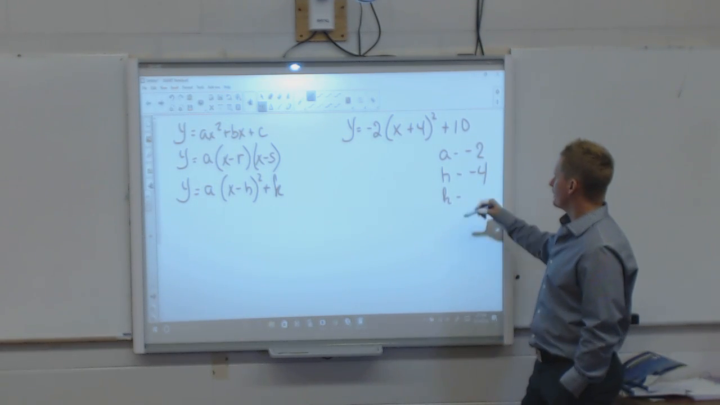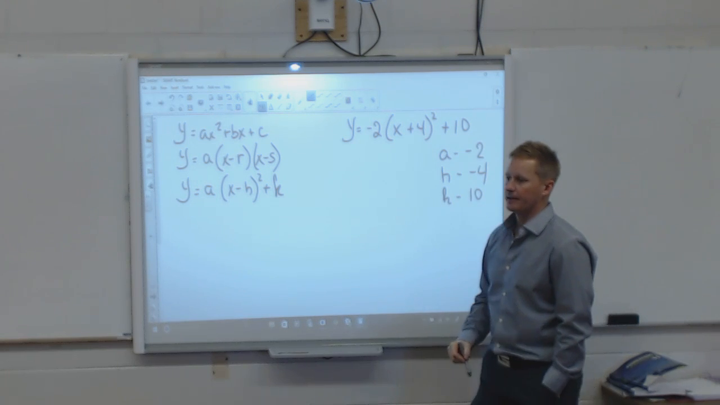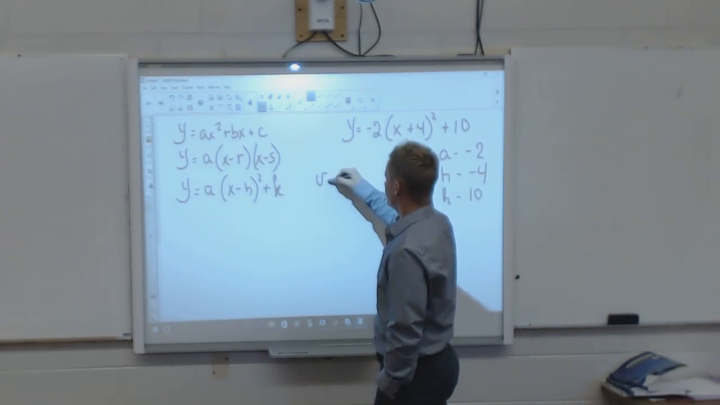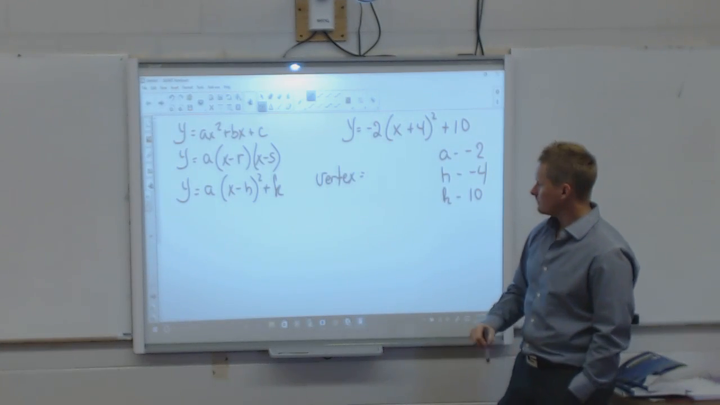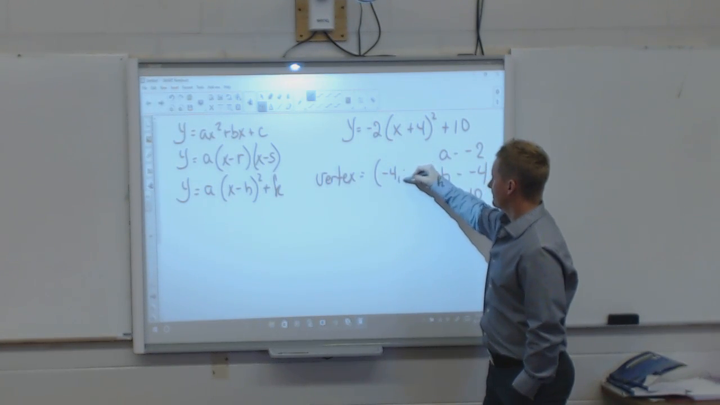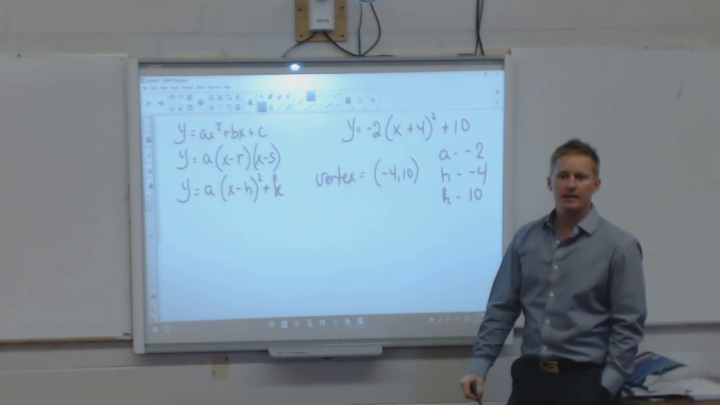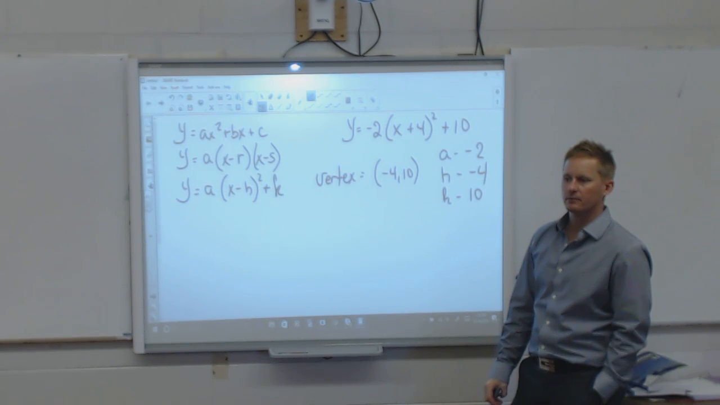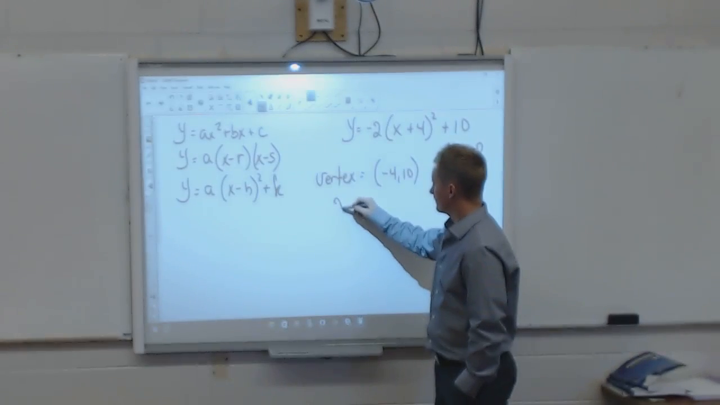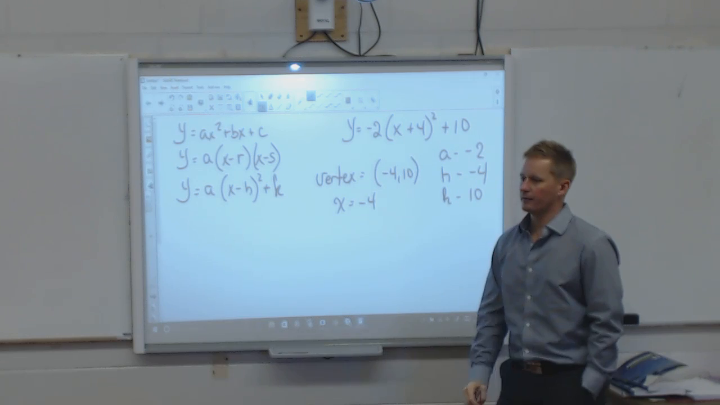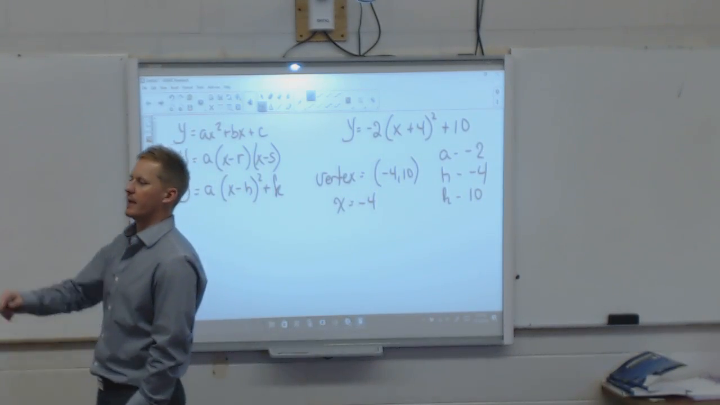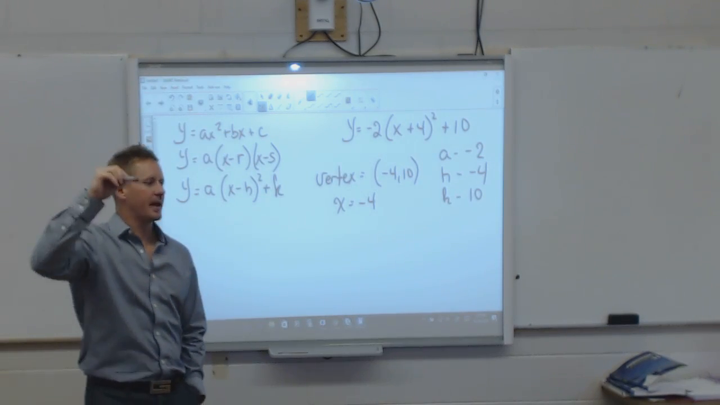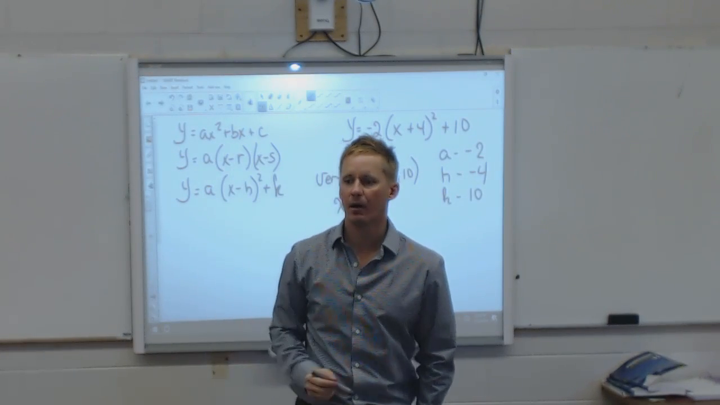And then what's my K value? 10. So what's my vertex in this question? Negative 4 and 10. Okay. What's the equation of the axis of symmetry? Well done. X equals negative 4. Remember, it's always going to go through the x value of the vertex because it's a vertical line that goes up and down, dividing it into two equal parts.